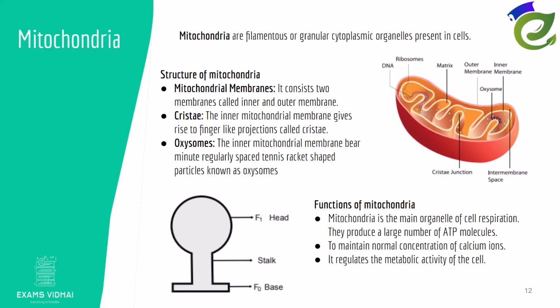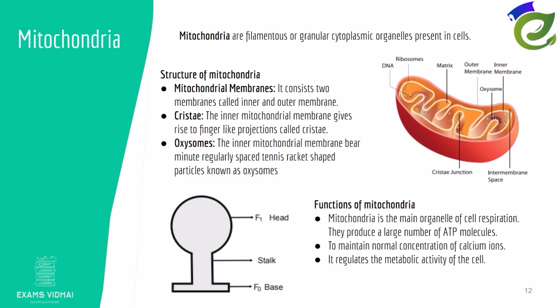Each membrane is about 60 to 70 angstroms thick, and the outer membrane is more smooth and freely permeable to most small molecules. It contains enzymes, proteins, and lipids. It has porin molecules, which are proteins. The inner mitochondrial membrane is a semi-permeable membrane, and it regulates the passage of materials in and out of the mitochondria. It is rich in enzymes and carrier proteins. It contains 80% of the proteins and lipids.